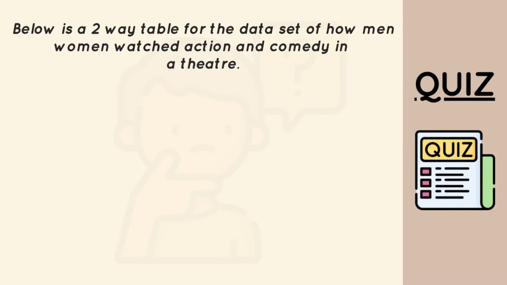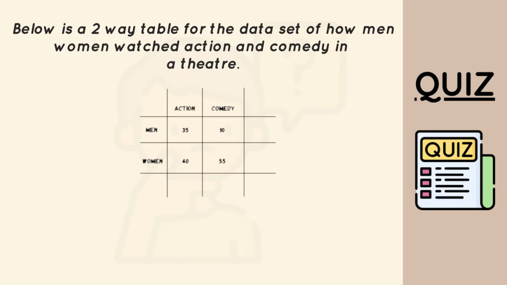So the second question says that below is a two-way table for the data set of how men and women watched action and comedy movies in a theater. So we have the table given to us below.